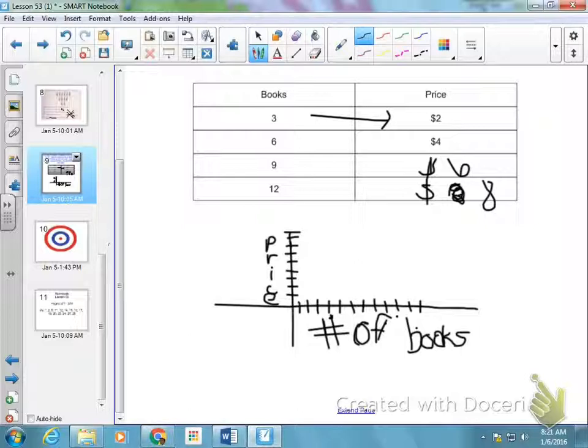So if I have 3 books and my price is $2, I'm going to go 3 lines, 1, 2, 3, and my price is $2. So for 3 books, it costs $2. So I'm going to go up 2, and I'm going to make my point. So for 6 books, it costs $4. So I'm going to start at my origin. I go 6. 1, 2, 3, 4, 5, 6. And then go up 4 because it costs $4. 1, 2, 3, 4. And make my point. And I'm going to let you continue that.